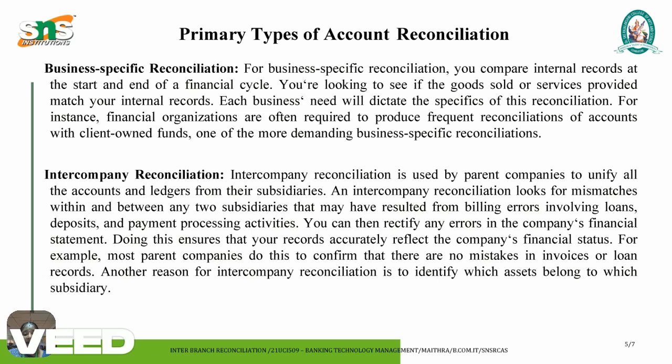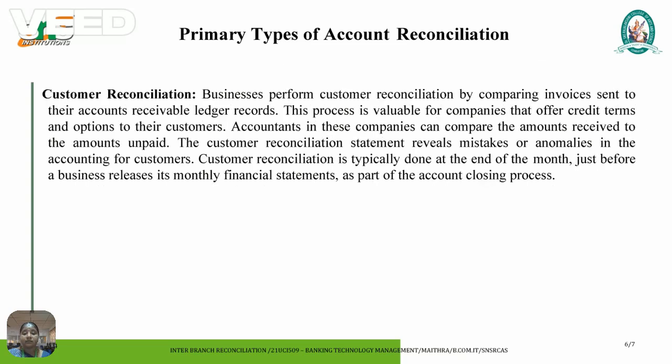So we can rectify any errors in the company's financial statement with the help of the reconciliation by matching the financial status. For example, most parent companies do this to confirm that there are no mistakes in invoices or any loan. For any other reason, the intercompany reconciliation is to identify assets belonging to the subsidiary company. So reconciliation is very useful to rectify errors or any mistakes made by the vendor, banker or the customer. The next one is customer relationship reconciliation.